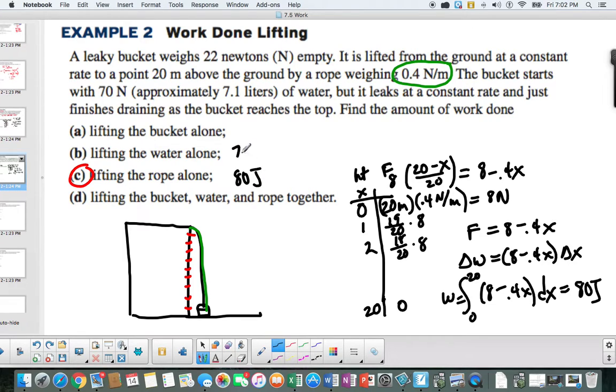Remember, this was 700 joules, and this was 440 joules. Adding them all together, the total work will be equal to 1,220 joules. Okay, let's look at another problem.